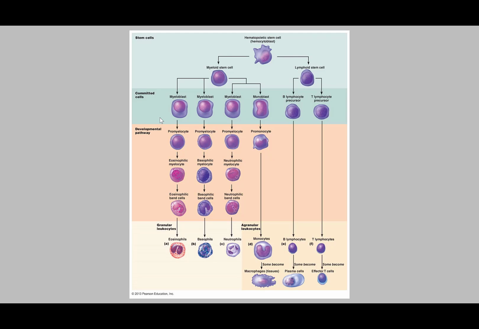Normally, but not always, it is to do with one of these developmental pathways along the way. So you could have something like a leukemia involved with B cells, or a leukemia involved with T cells, or a leukemia involved with lymphoid cells, which would affect both B and T cells.